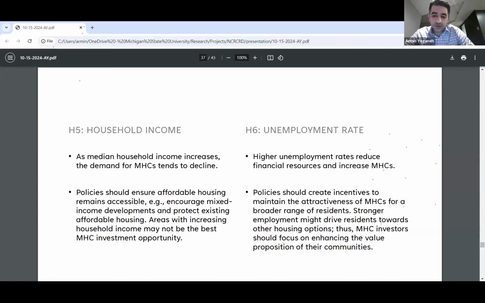For instance, policies should create incentives to maintain the attractiveness of manufactured housing communities for a broader range of residents, as a stronger employment might drive residents toward other housing options. Manufactured housing community investors should focus on enhancing the value proposition of their communities so they can protect their properties.